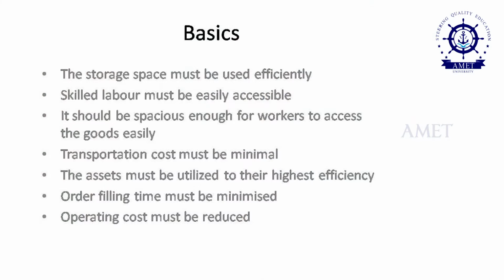The next one is, the transportation cost must be minimal. What exactly it means is that the warehouse should give minimum transportation cost while moving the product. For example, a customer orders a product and they will come and collect it from the warehouse. If your warehouse is far away from the city, immediate delivery is not possible. So in such a case, you cannot deliver the product immediately. So you have to have your warehouse easily accessible, and the transportation facility should also be available.